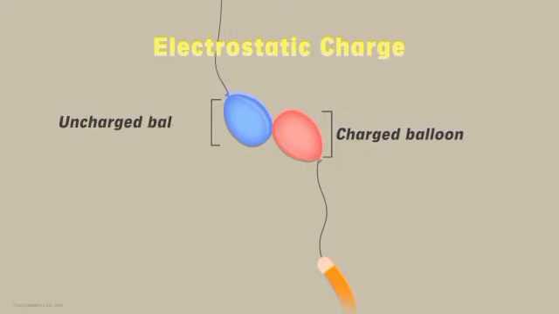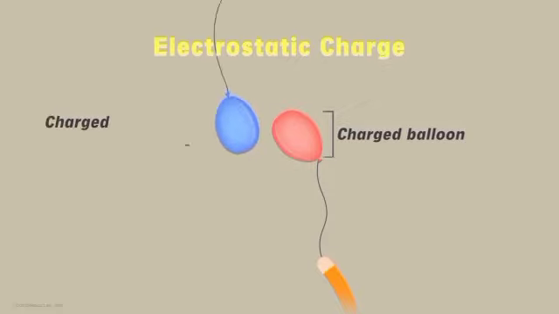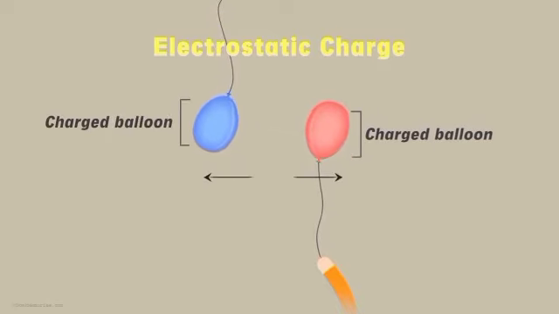What about the suspended balloon? We call it the uncharged balloon since it has no charge. It doesn't have any charge as we have not rubbed it with anything. Now rub the suspended balloon also with the woolen cloth. It will also get charged. So we have two charged balloons now.